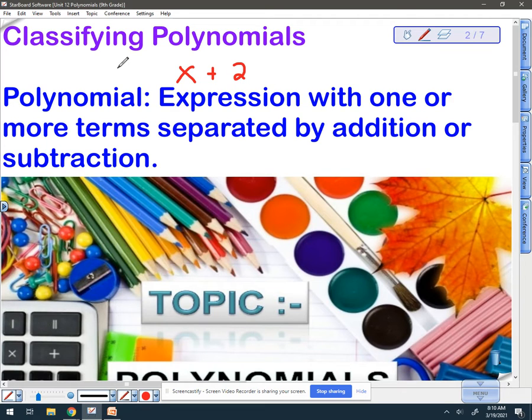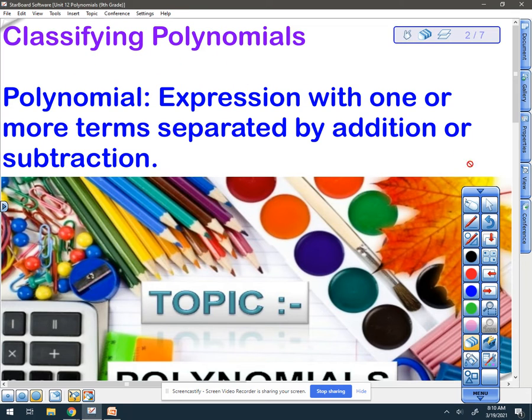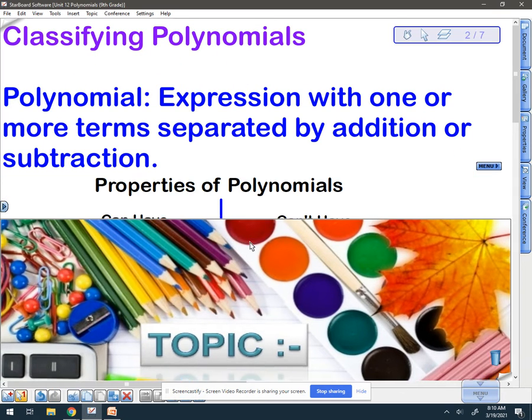If we had x squared minus x plus 2, that's a polynomial. It's an expression. There's no equal sign. It has one or more terms. So this one has 3 terms, and they're separated by addition or subtraction. So we've been dealing with polynomials the last couple of years. You just didn't know they were called polynomials.